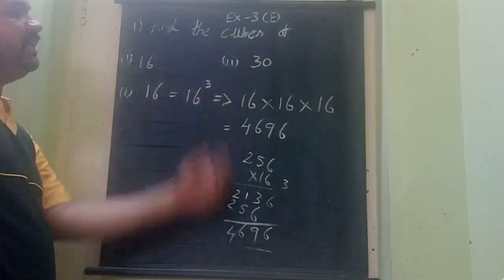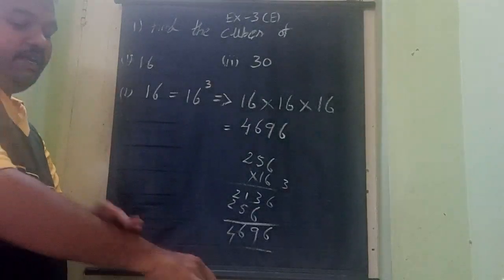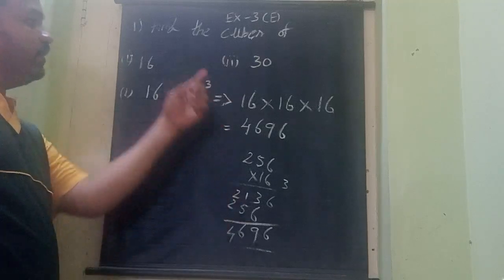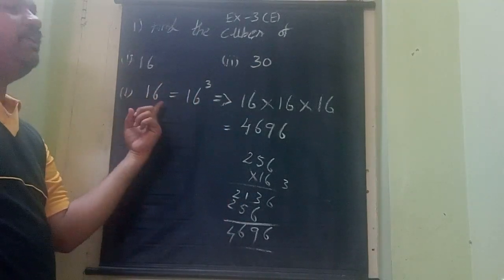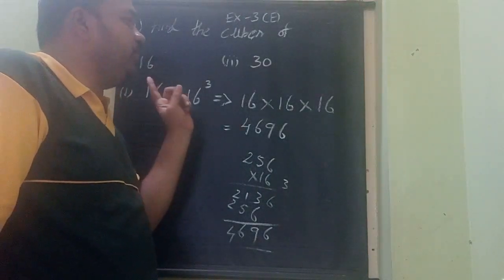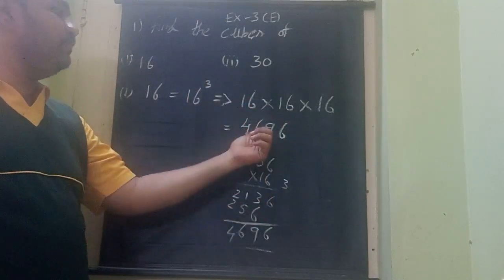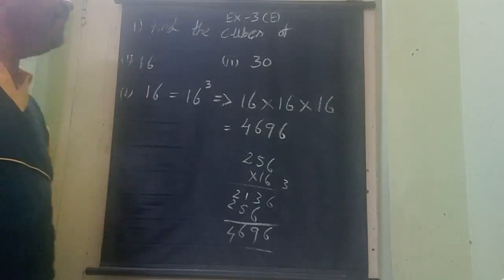The next sum here is 30. Find the cube of 30. That means we take 30 and multiply it 3 times. Why do you have to multiply 3 times? Because of cube. Cube indicates multiplying 3 times. So 30 into 30 into 30. First see the 16 sum: 16 cubed, the answer is 4096. Now we will do the cube of 30.